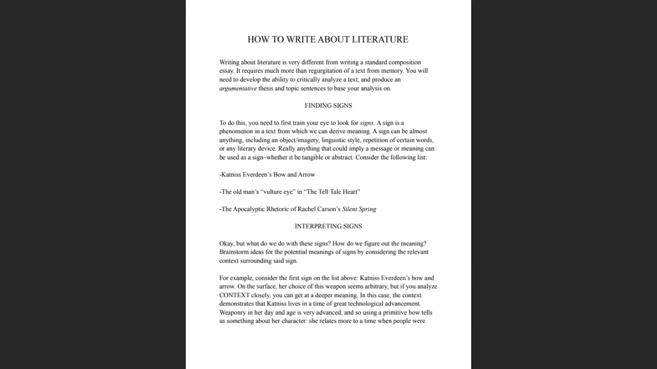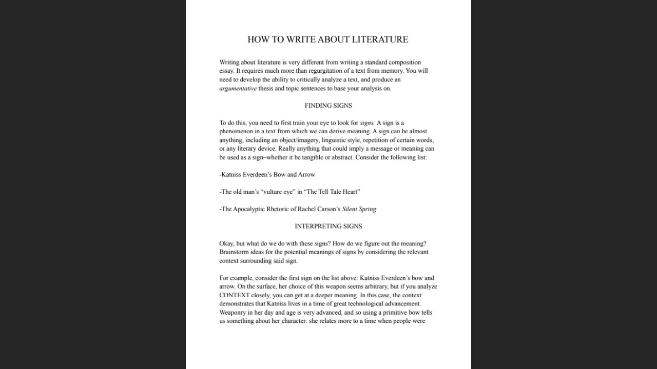The next one is the old man's vulture eye in The Tell-Tale Heart. Why the fixation on the eye? What's the deal with it? What is Poe trying to signal through this symbol or sign? And then the last one is the apocalyptic rhetoric of Rachel Carson's Silent Spring.